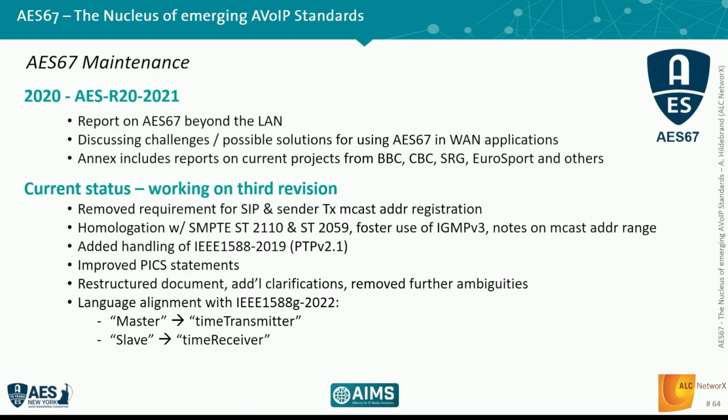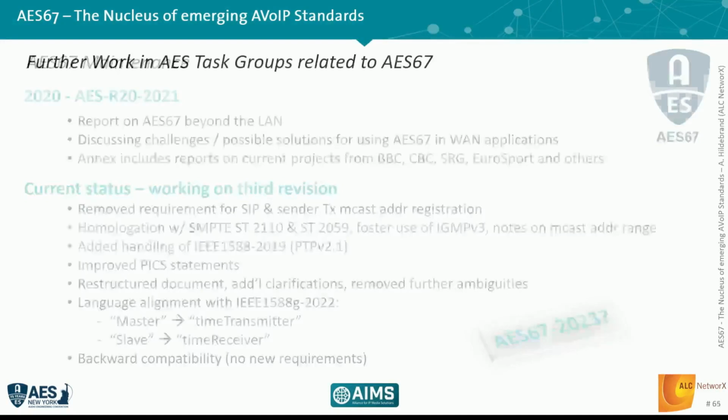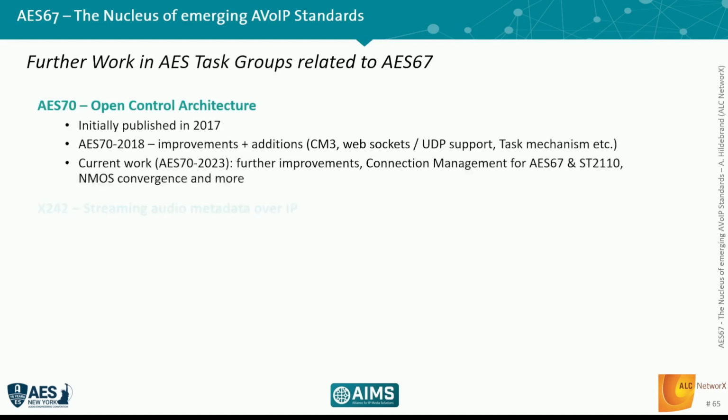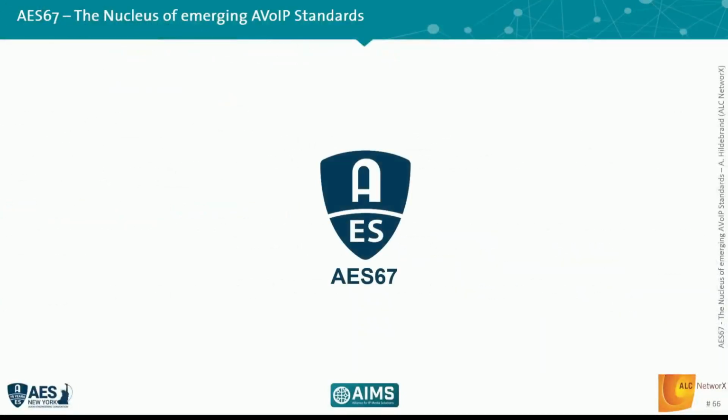So don't be confused if you read the new document, which hopefully will be published in 2023. At least it will receive the 2023 number. Might be published in 2024 though. Okay. So further work, I skip over that. We have other work which relates to AES67, again just to show you that there is really lots of work going on around AES67.